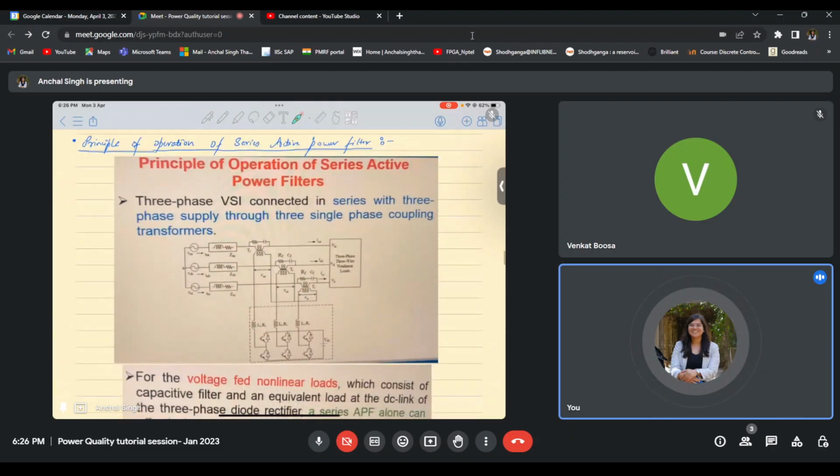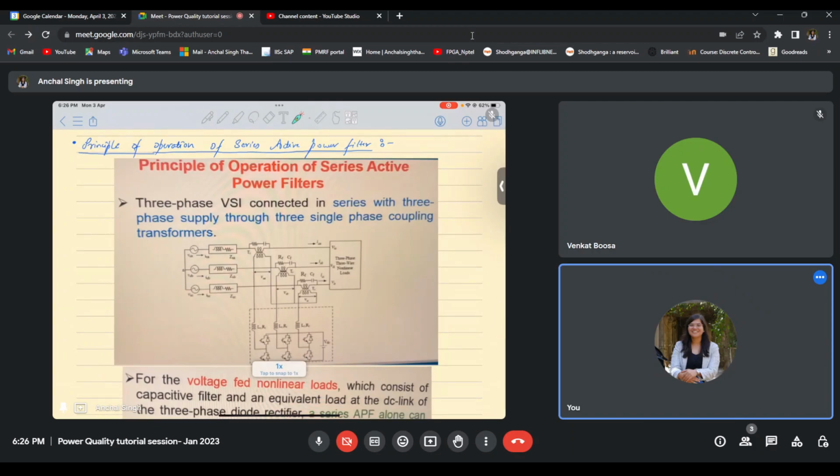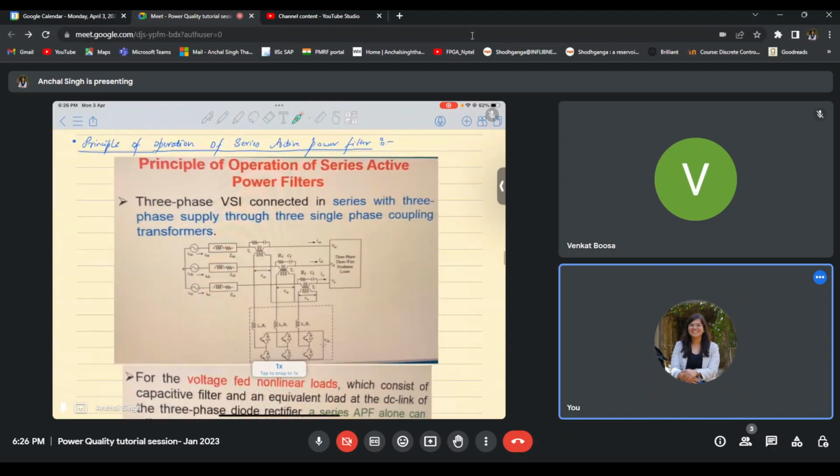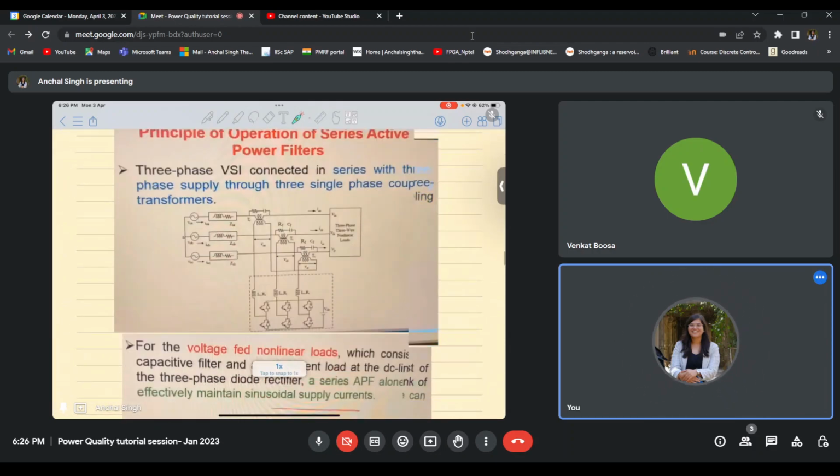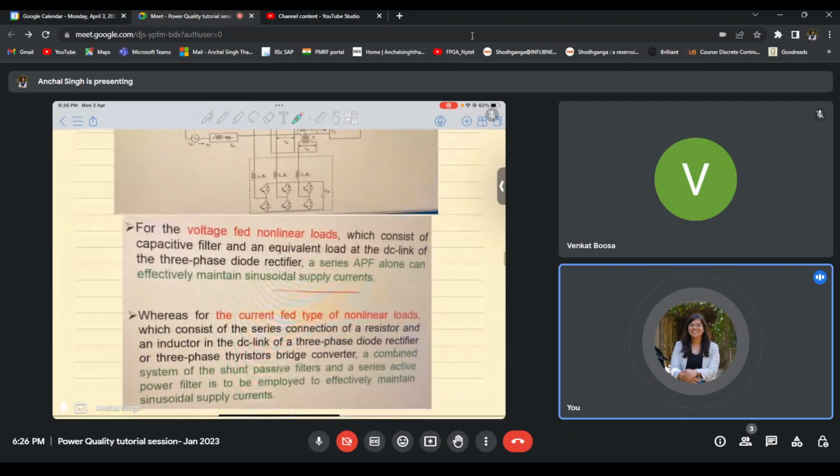Now, when we talk about the principle of operation of series active power filters, we know that these filters are connected in series using coupling transformers. When we talk about voltage-fed loads, which consist of a capacitive filter and an equivalent load at the DC link of the three-phase diode rectifier, a series active power filter alone can effectively maintain sinusoidal supply currents.